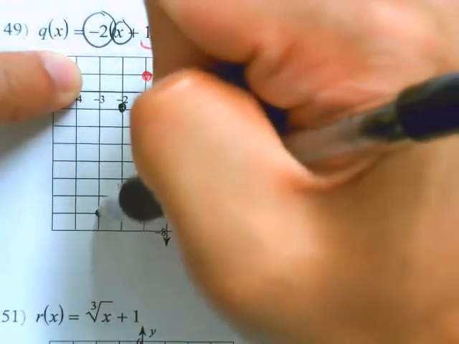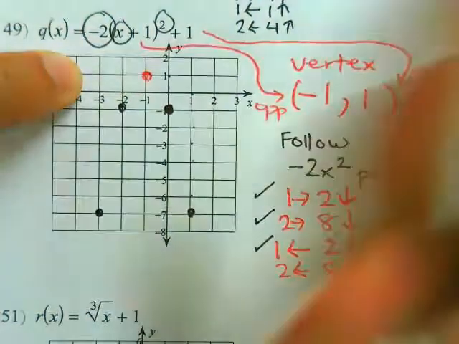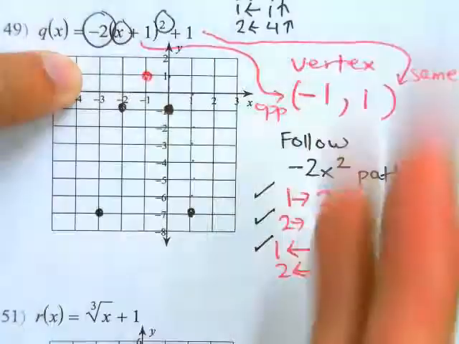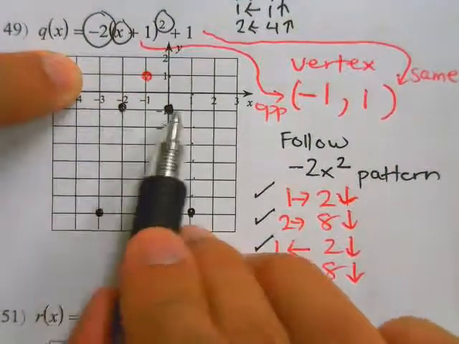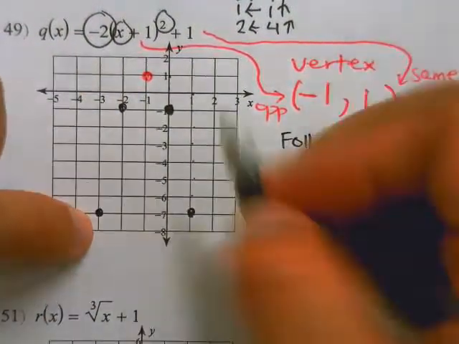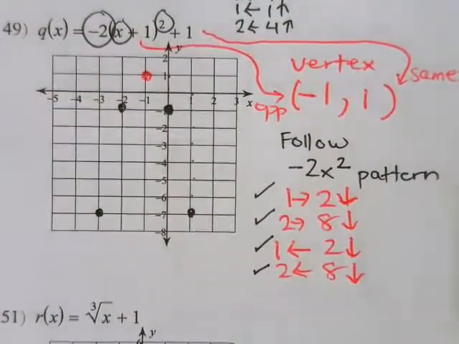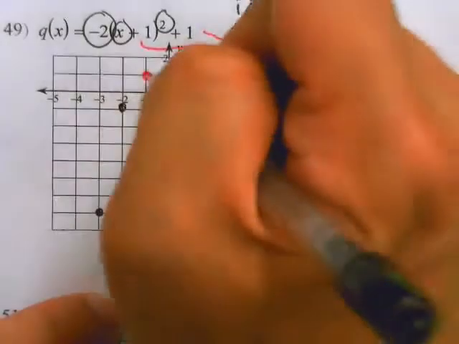If you guys already know that parabolas have that mirror reflection across the vertex, so these 2 points and these 2 points respectively should be evened out from the vertex. Anyways, we're going to graph that.